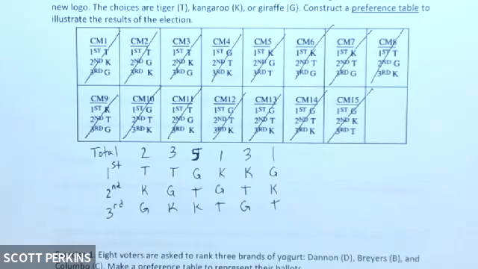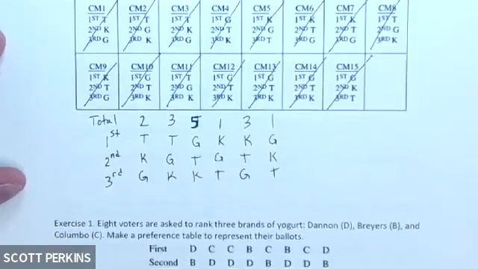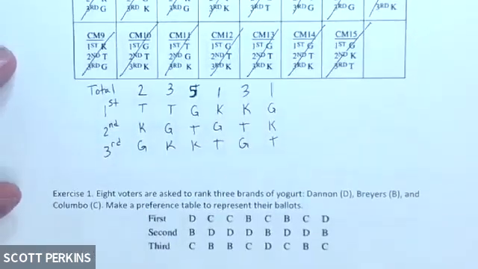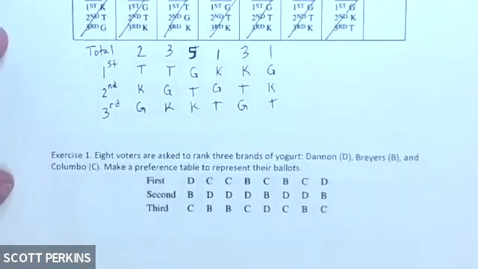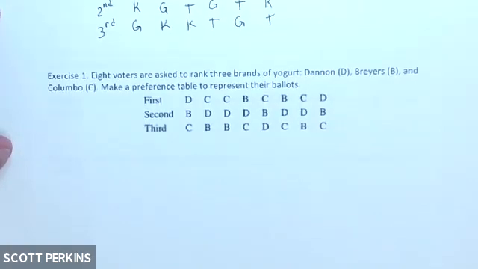So what I would like you to do is exercise 1. It's just the same sort of thing. You're looking at votes on different brands of yogurt, and there are 8 voters. So go ahead and create the preference table that goes along with that.